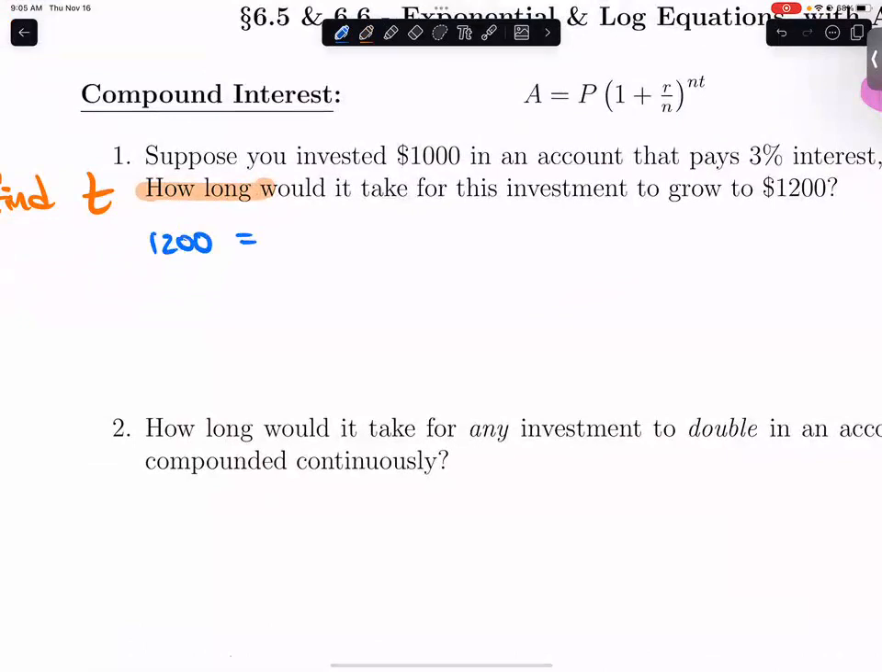So 1,200 equals 1,000 e to the 3%, so 0.03, and then again, t, I don't know. Solving for t, so t. Take a minute and solve that.